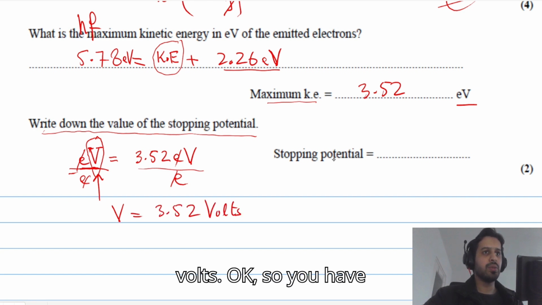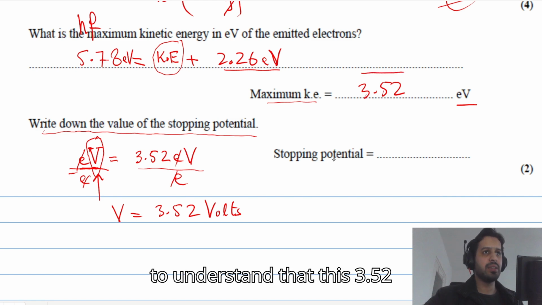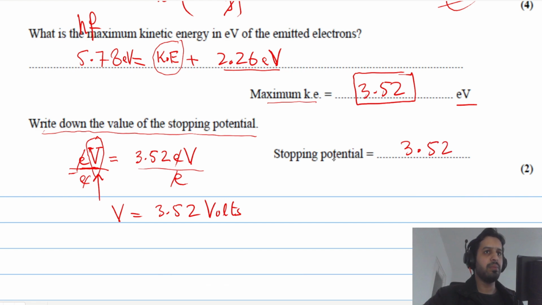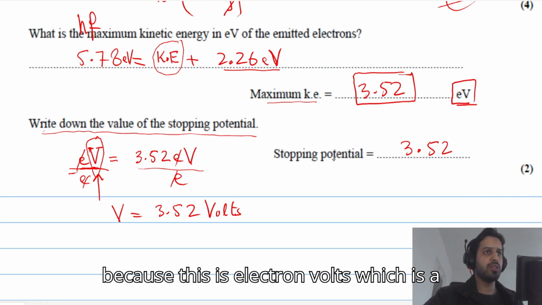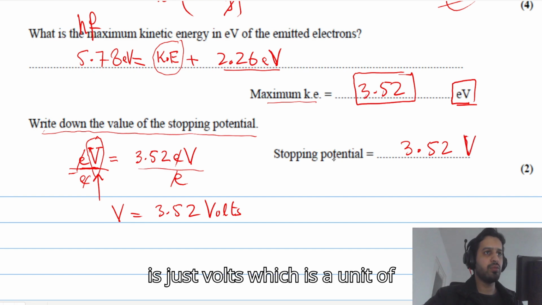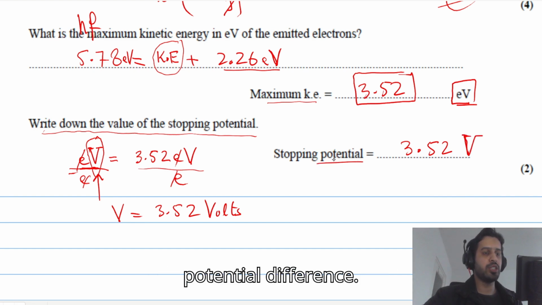Okay, so you have to understand that this 3.52 is different from this 3.52 because this is electron volts, which is a unit of energy, and this 3.52 is just volts, which is a unit of potential difference.